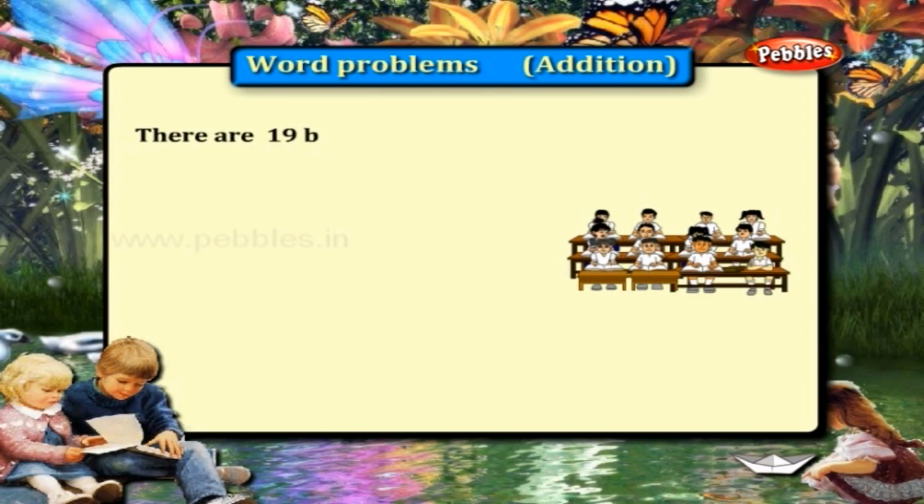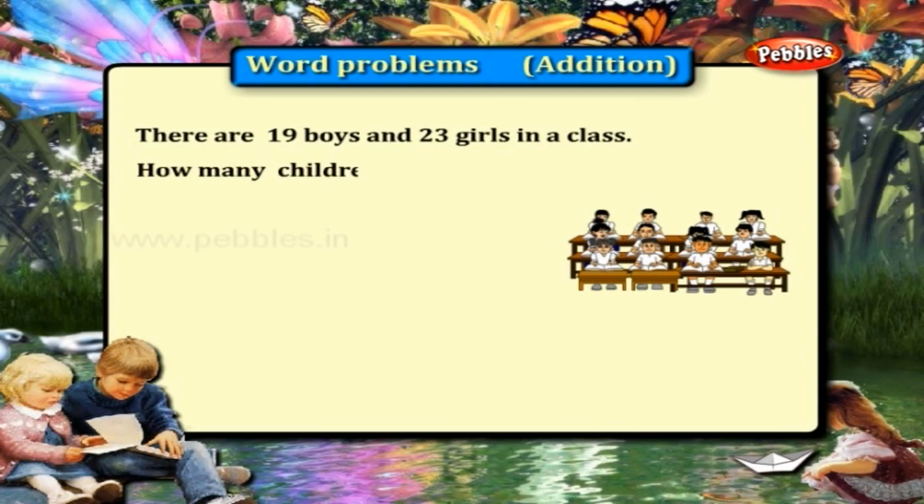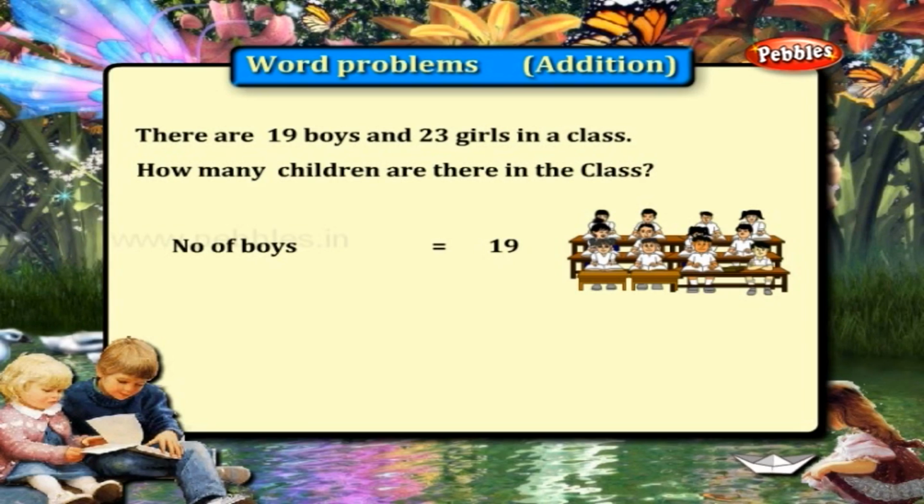There are 19 boys and 23 girls in a class. How many children are there in the class? Number of boys is equal to 19. Number of girls is equal to 23. We must add 19 plus 23.